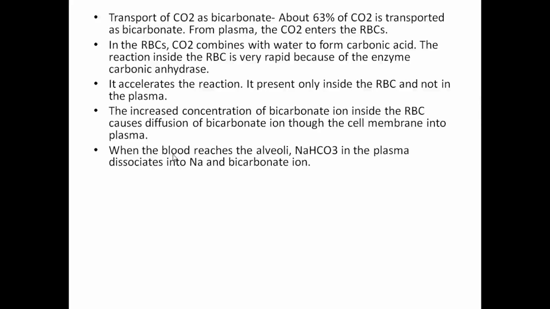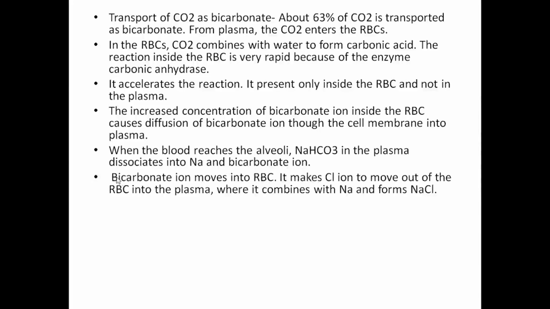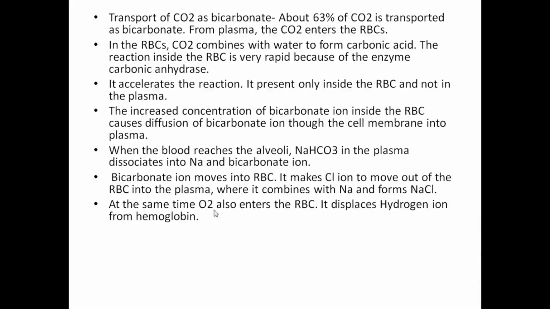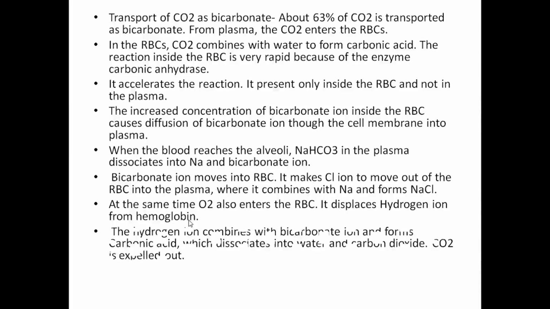When the blood reaches the alveoli, the sodium bicarbonate in the plasma dissociates into sodium and bicarbonate ion. The bicarbonate ion moves into the RBC. It makes chloride ion move out of the RBC into the plasma, where it combines with sodium and forms sodium chloride. At the same time, oxygen also enters the RBC. It displaces hydrogen ion from the hemoglobin. The hydrogen ion combines with bicarbonate ion and forms carbonic acid, which dissociates into water and carbon dioxide. Carbon dioxide is expelled out.